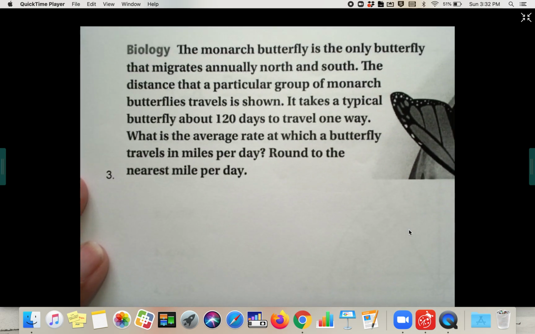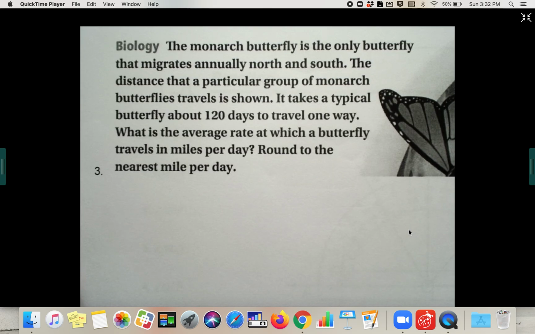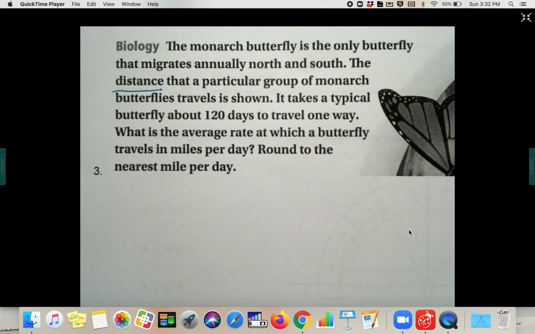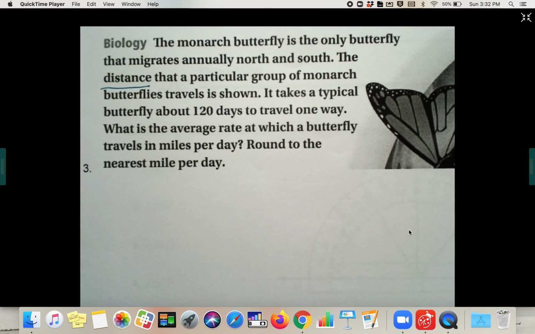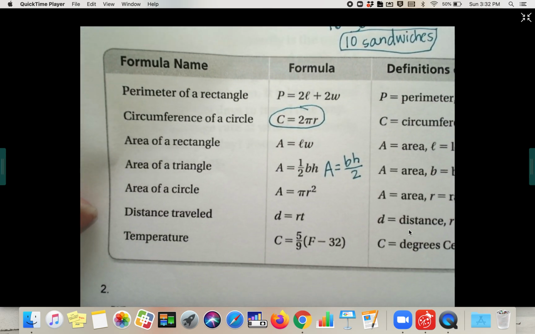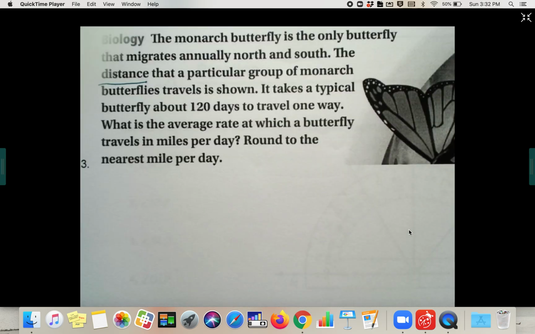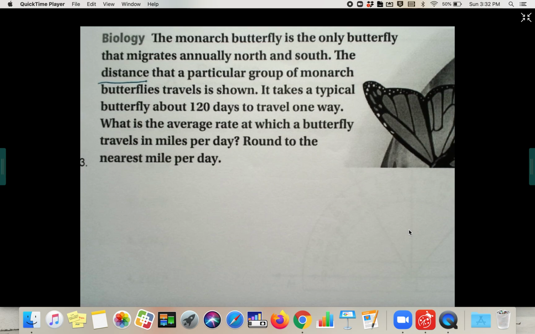Okay, let's look at the next page. The monarch butterfly is the only butterfly that migrates annually north and south. The distance, okay, distance formula, that word is going to make me go back and look for our distance formula. But let's double check that that's the right one. The distance that a particular group of monarch butterflies travels is shown.